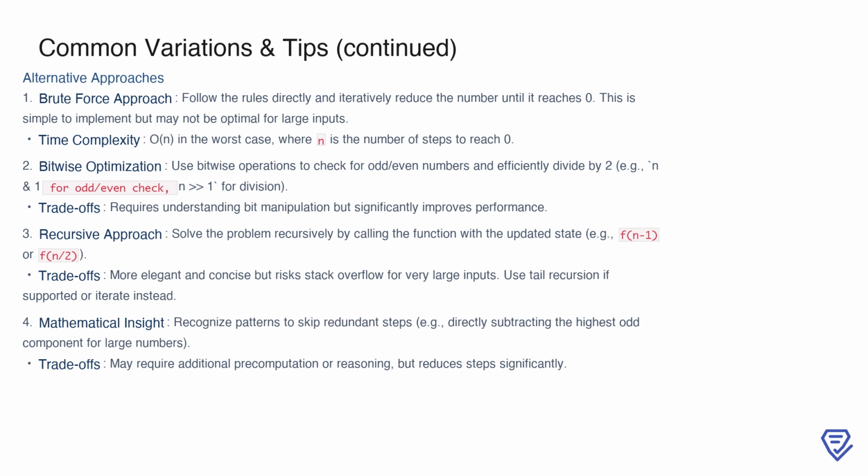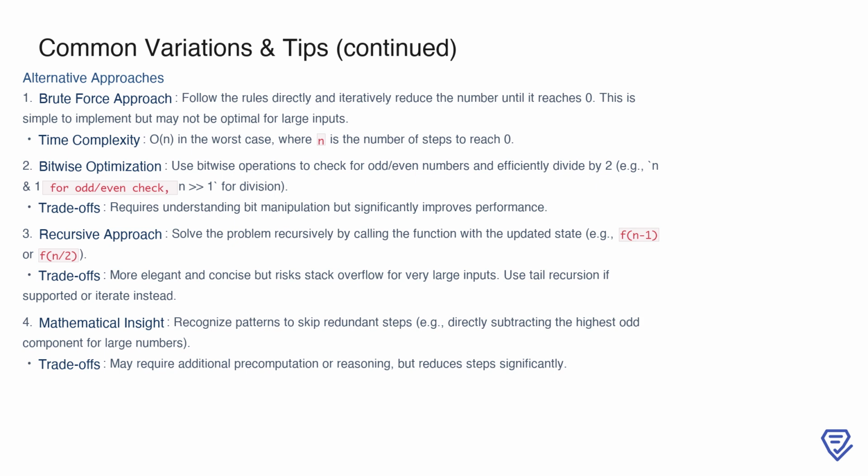There are several approaches to solving this problem, each with its own trade-offs. The brute force approach is straightforward. Simply follow the rules to iteratively reduce the number until it reaches 0. While this is easy to implement, it's not optimal for large inputs, as the time complexity can be O(n), where n is the number of steps. A more efficient alternative is using bitwise optimization. For instance, you can quickly check if a number is odd or even using n & 1 and divide by 2 using n >> 1. This approach improves performance significantly but requires familiarity with bit manipulation.